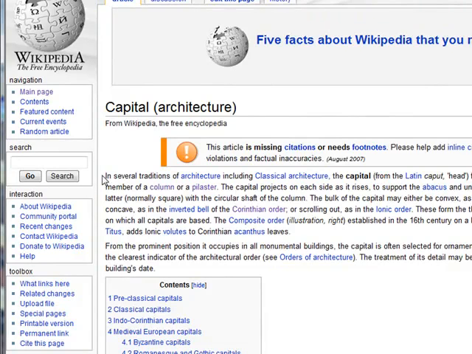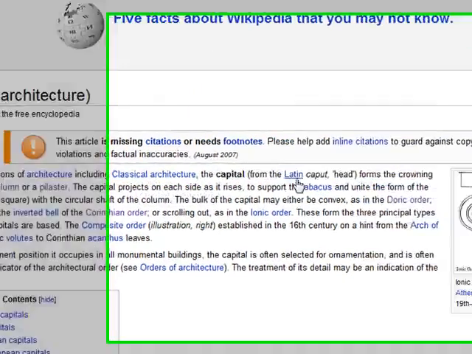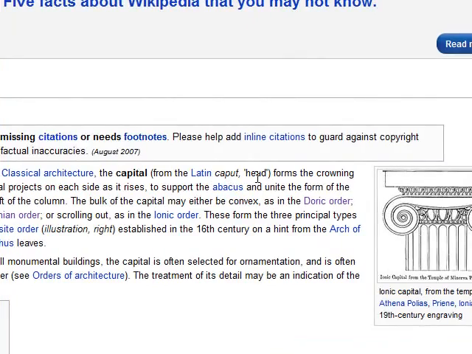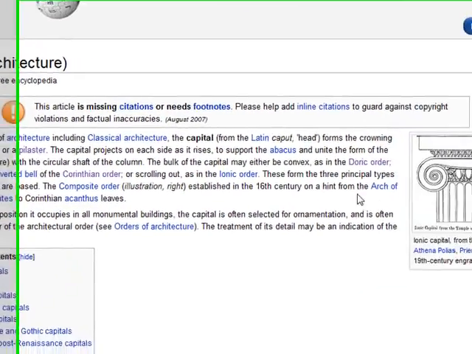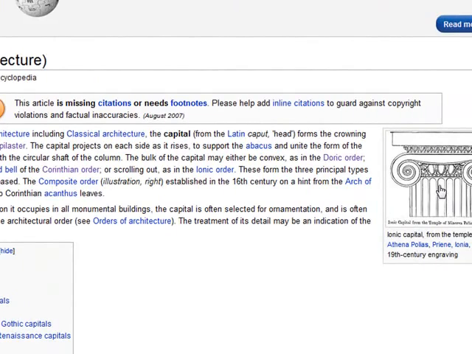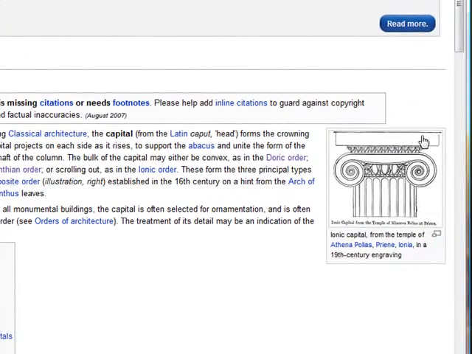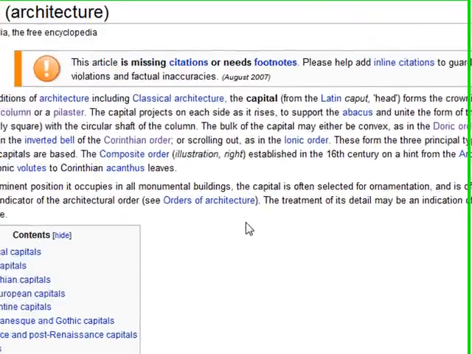All right, basically, it says, in several traditions of architecture, including classical architecture, the capital, from the Latin word caput, or head, forms the crowning member of a column or a pilaster. Now, this would be a column right over here, and this is the top part, or the crowning part, the head. That's the capital.